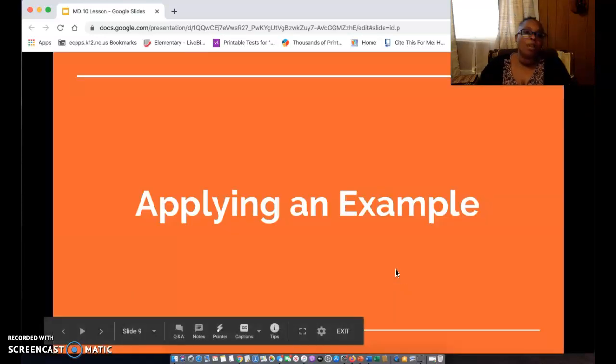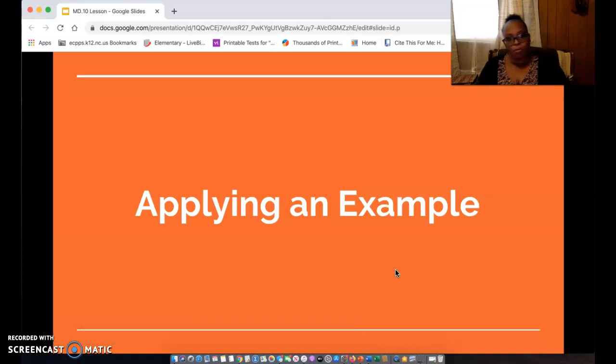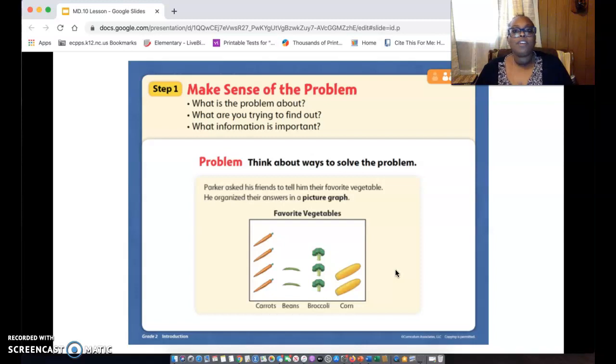Now we are going to apply an example. These examples are coming from iReady. I did not make these. I borrowed this from iReady. So, first we're going to make sense of a problem. So we're going to think about, what is the problem about? What are you trying to find out? And what important information are we trying to find?